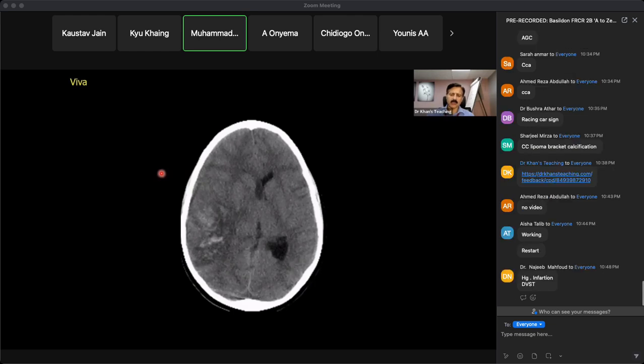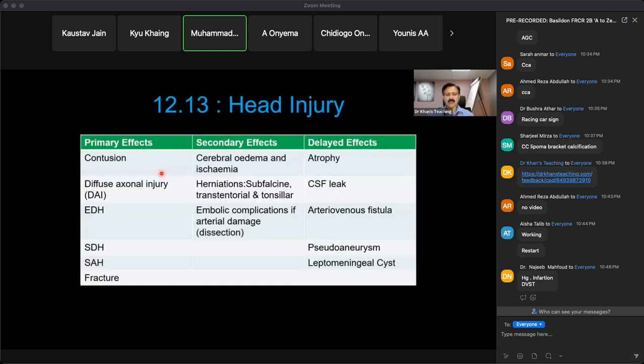So you are calling it an intraparenchymal hematoma, correct? Yeah. Okay, so that is the point. Don't use this word.